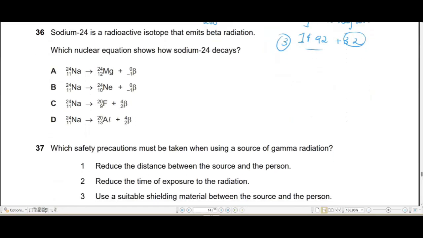Okay, question number 36. Sodium-24 is a radioactive isotope that emits beta radiation. Which nuclear equation shows how sodium-24 decays? Okay, whenever there is a beta emission, the nucleon number stays the same, and the proton number increases by 1.